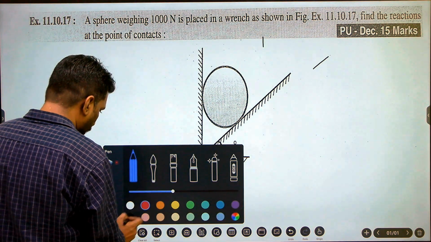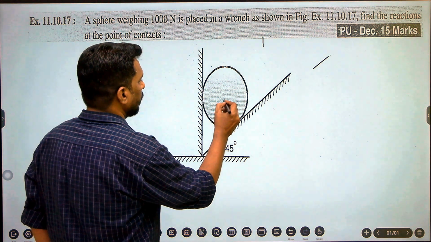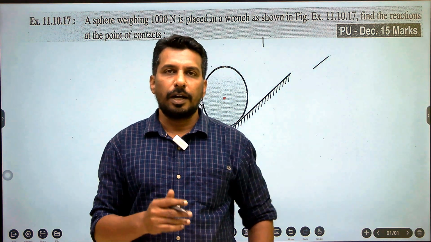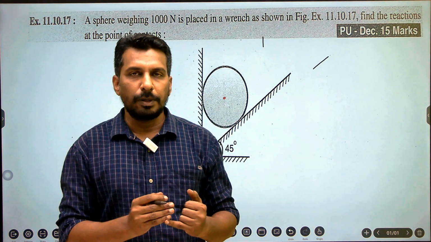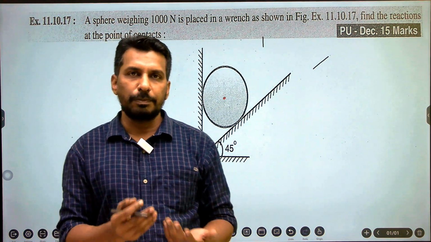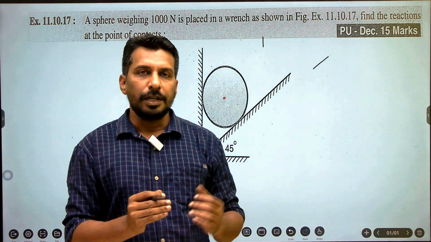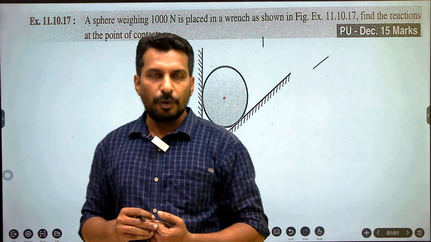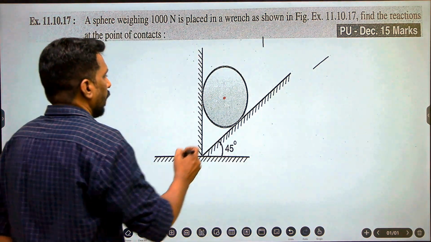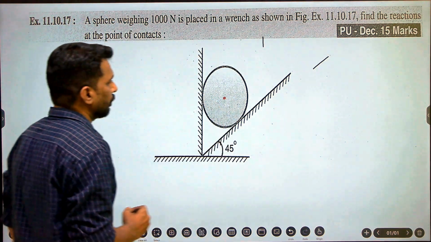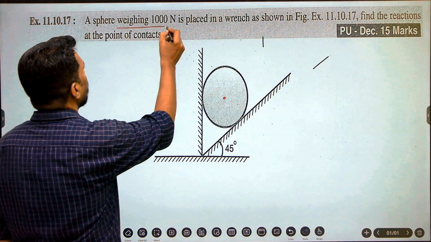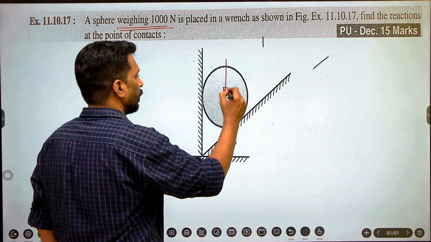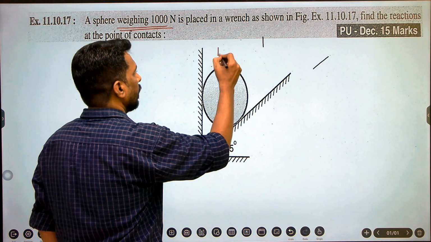Now here as I told you, suppose this is the center of the sphere. Why am I taking the center? Because I already told you this is our first problem and initially we are going to take 2 to 3 problems based on the application of Lami's theorem in the equilibrium of circular or spherical bodies. So now here I am taking a center over here for the sphere. Now I already told you this 1000 Newton weight is always going to act vertically downward. So I am showing it over here, 1000 Newton acting vertically downward.